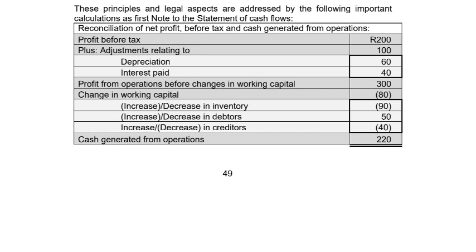So you're going to start with the profit before tax, then you're going to add adjustments relating to depreciation and interest paid. That will give you your profit from operations before changes in working capital. Then your changes in working capital will either be an increase or decrease in inventory, in debtors, or in creditors. I will explain later when it's a decrease and when it will be an increase, and then that gives you your cash generated from operations that goes to the face of your cash flow statement.